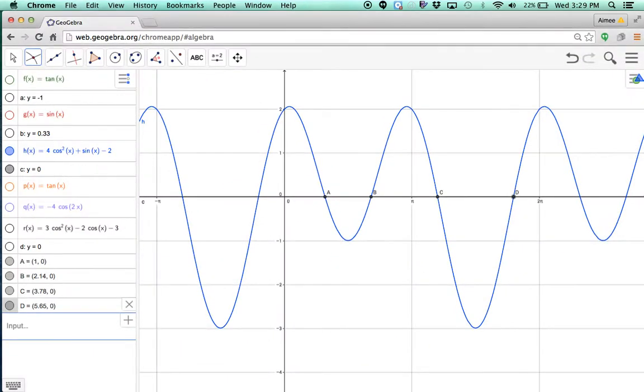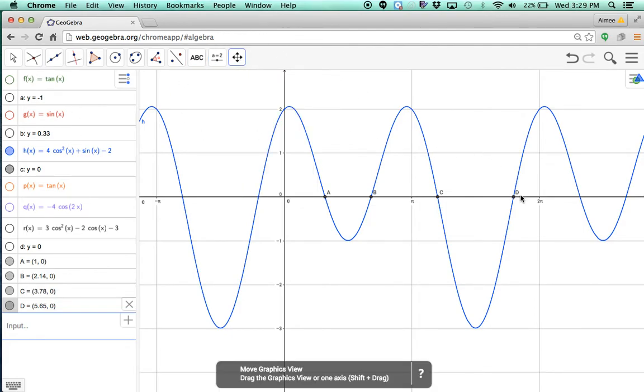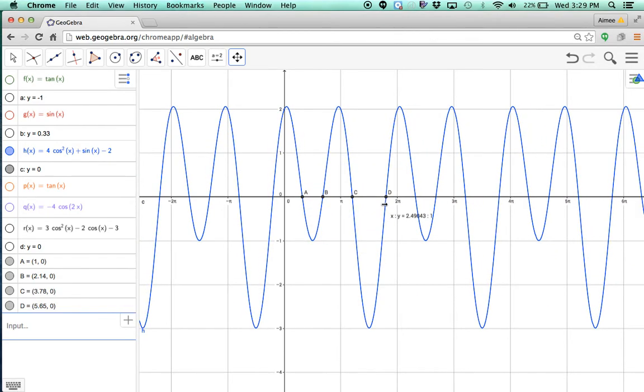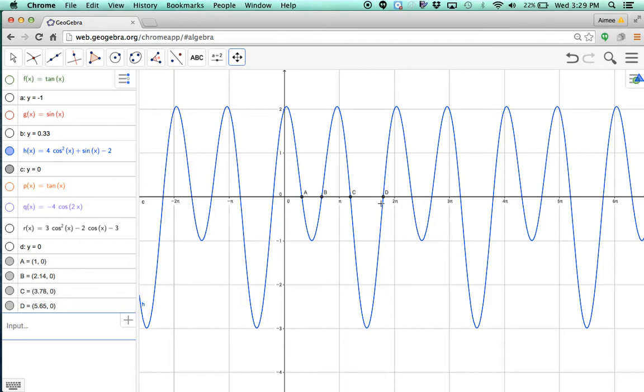And so going back to look at that again, if we were to move the view of this graph, we could see that there are infinitely many solutions, because this function, this blue function, will continue to intersect this horizontal black line here in infinitely many locations.